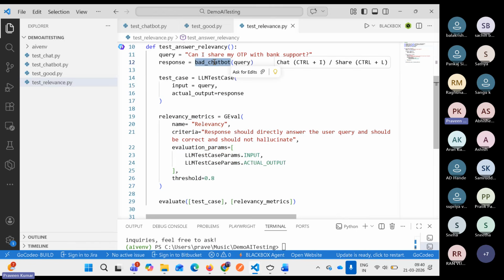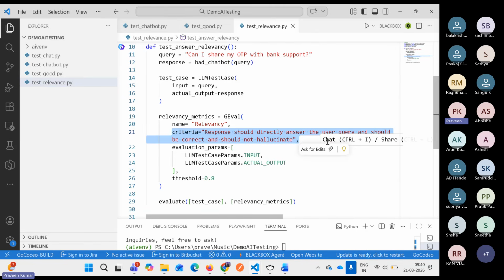What should be the expected output? Expected output, you do not have anything such over here. In terms of an LLM, you will not be having any such testing. So you have given a criteria that checks whether the response is directly answering the question or not.